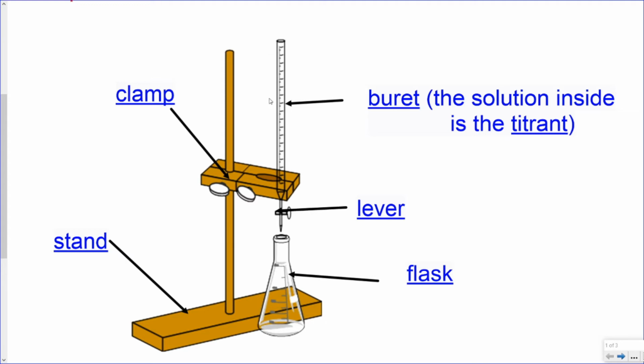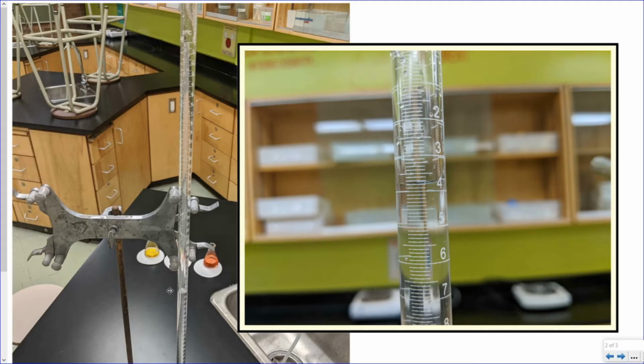The burette has all these different volume markings on it, and we're going to be able to measure out a volume of this solution that we used. The solution inside is called the titrant. We have a lever or a tap right here and a flask down below that we are going to drop the titrant into. This flask is going to contain our solution that we don't know the concentration of, our analyte in this case.